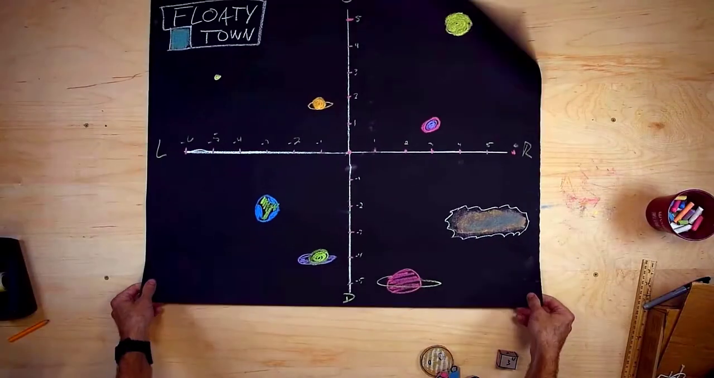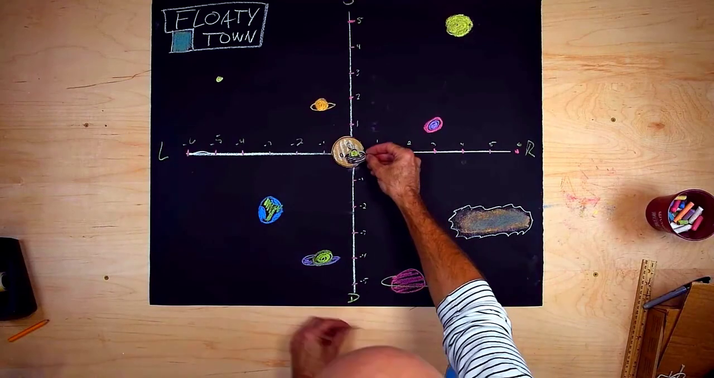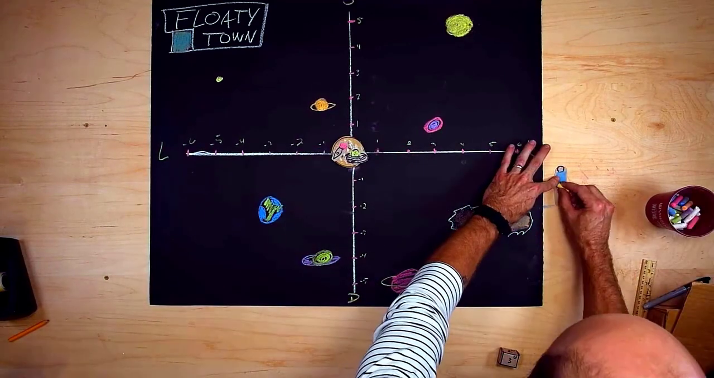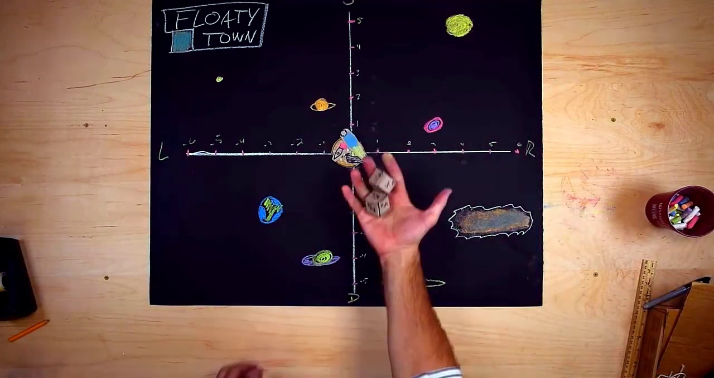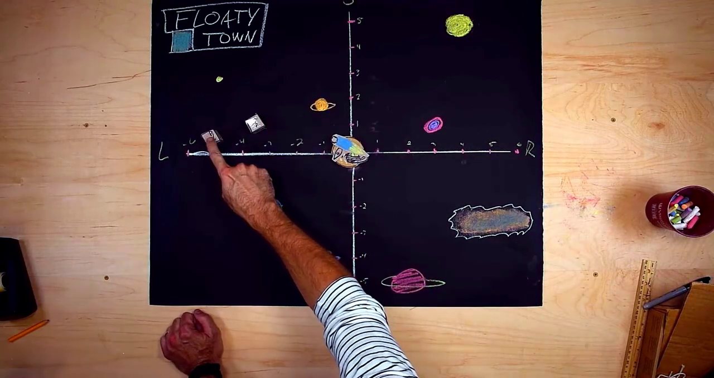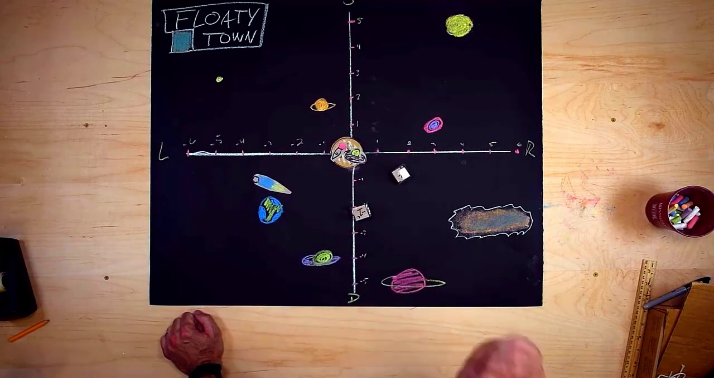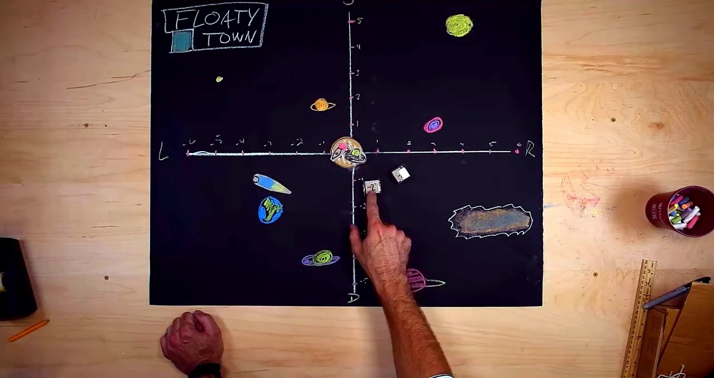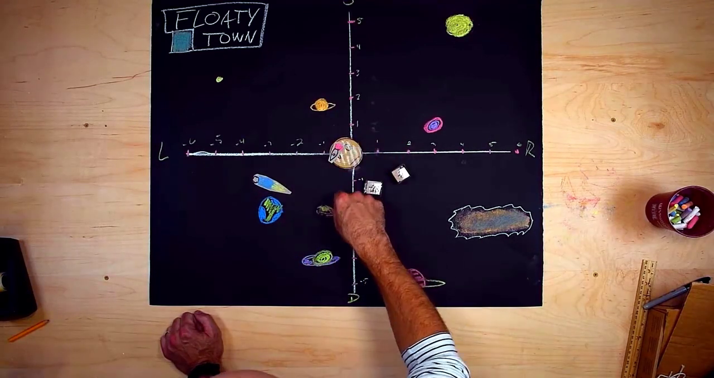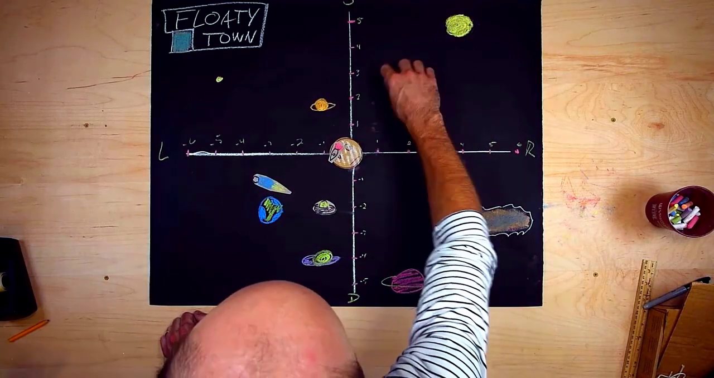All right, so we start all the pieces here in the center, and you roll the dice, and you follow the instructions on them. So as you can see, that is -1 and -3. So you go down one, left three, and you just keep doing this. And like I said, the point of my game was to land on every planet and thing on the board, but you could make up your own rules as you go.